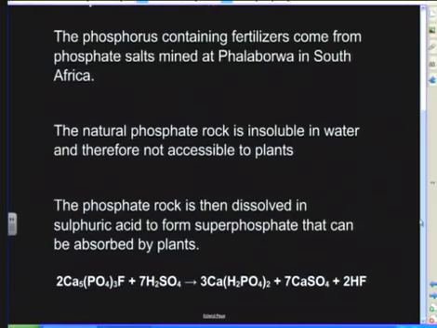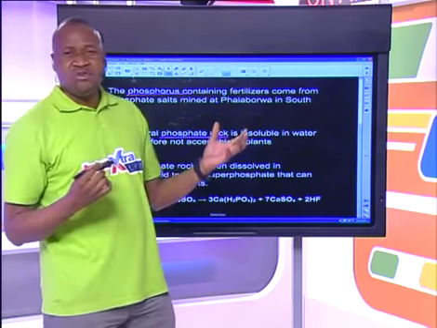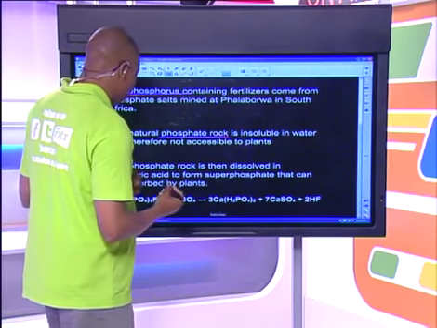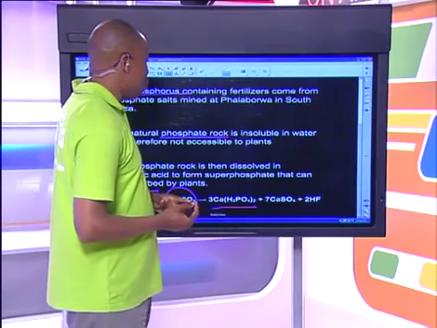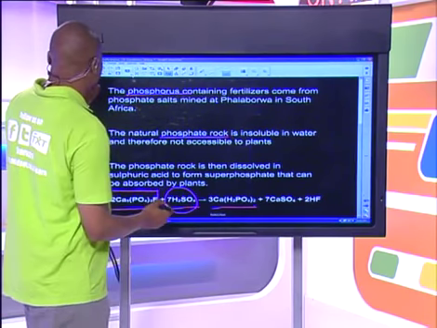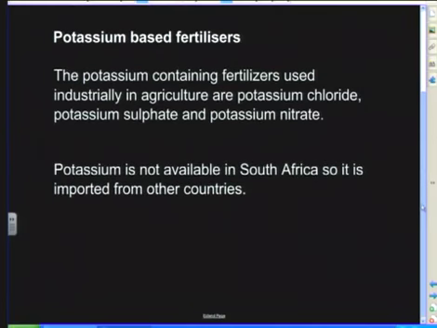Okay, so here we've got the phosphate. I'm not going to talk much about the phosphate-containing fertilizers, but what you need to know is that this is mined. You are mining what we call phosphate rock, and that's what they do in mines like in Phalaborwa. This rock is insoluble in water, and if it's insoluble, plants may not be able to use it. So you need to dissolve it in concentrated sulfuric acid to be able to be used by the plants.